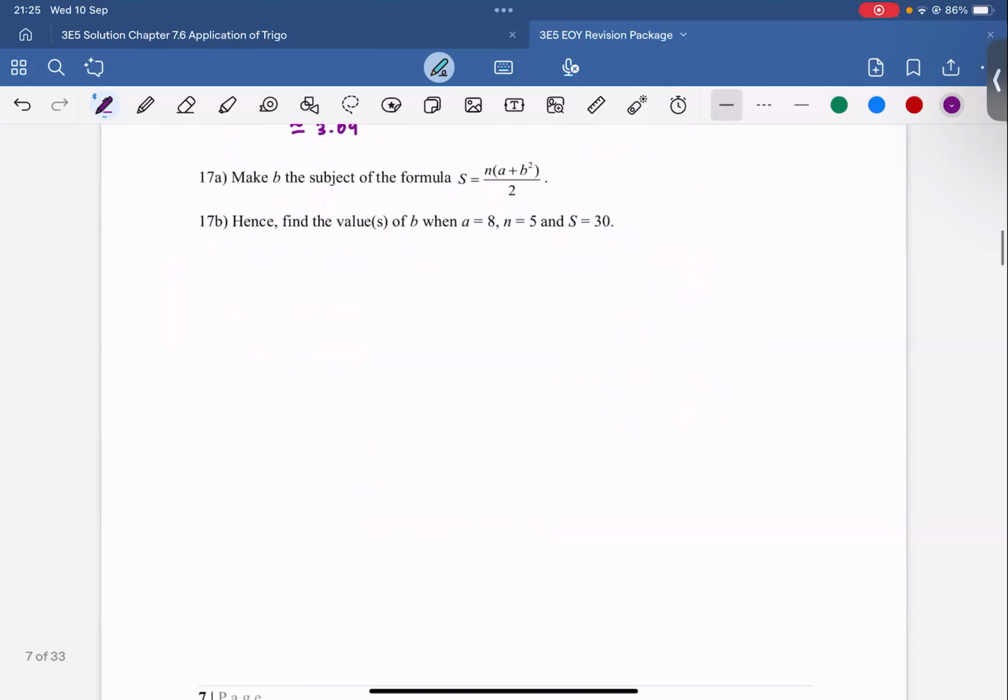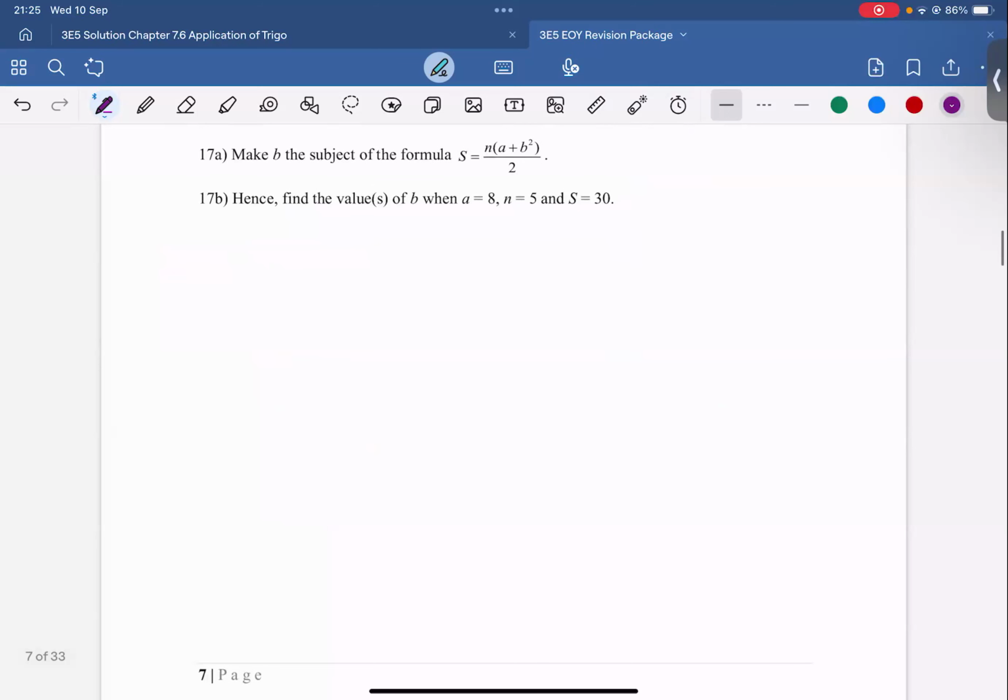Next. Make B the subject. Same thing. B equal to something. The something cannot have B. So what do we do? Get rid of fraction first. Cross multiply. 2 multiply here becomes 2S. 1 multiply there, no difference. What do we do next? Always expand.